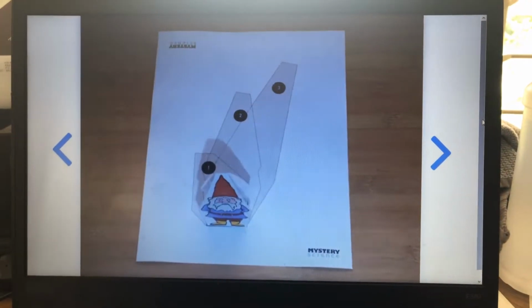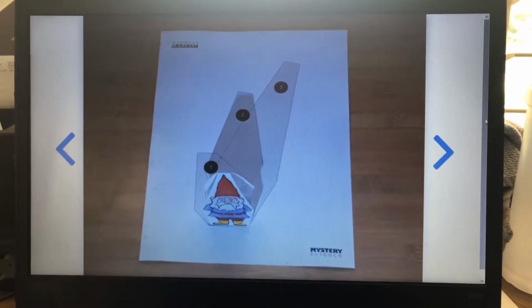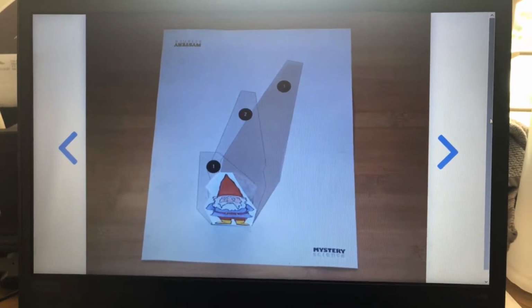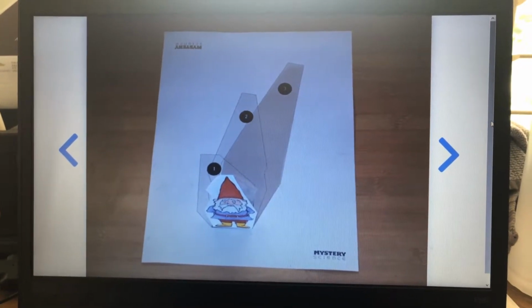At your activity stations, you were able to make the gnome's shadow move, even though the gnome wasn't moving. You did that by moving the light. You moved the flashlight you were holding.